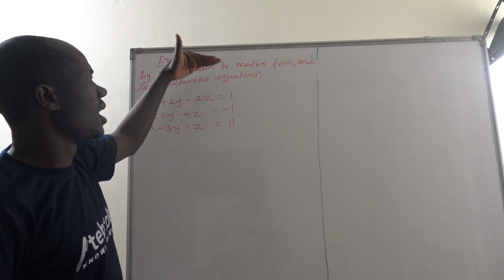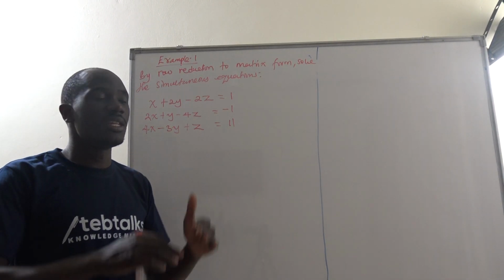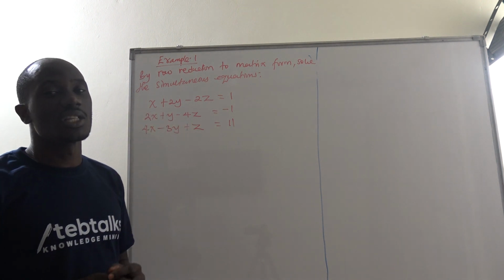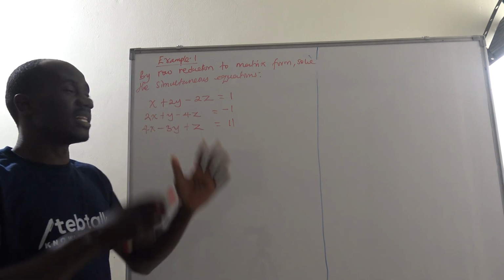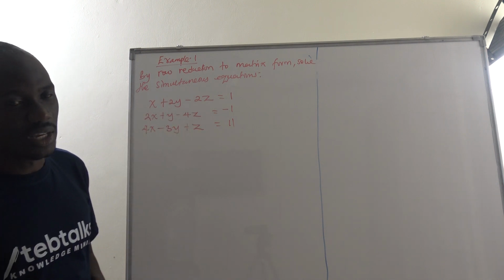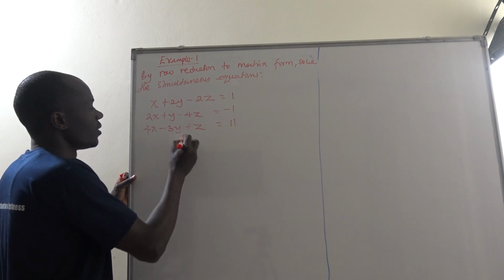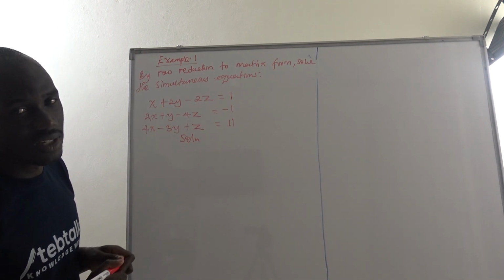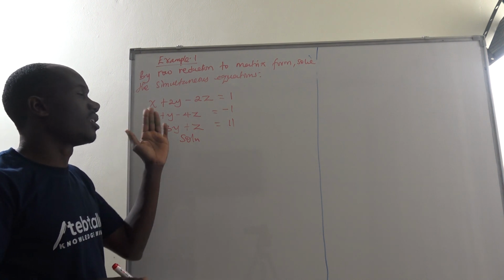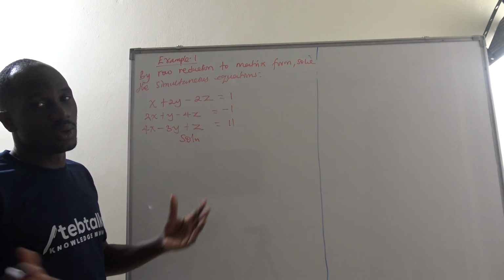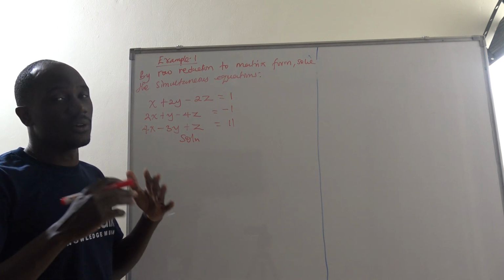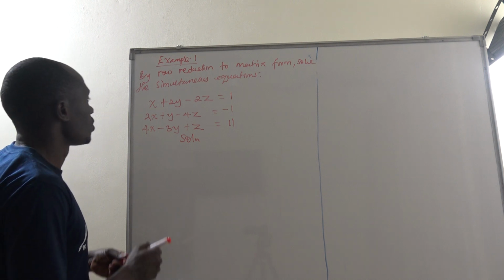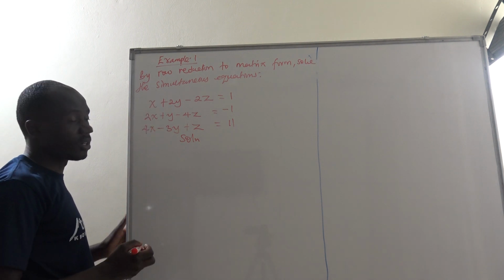So as you have seen, they have restricted us. They said by row reduction to matrix form, solve the simultaneous equations. So it means we must use row reduction to matrix form. The first step is rearranging our equations, starting from x, y, z, then the last one is the constants. After observing that, the next step is to extract the matrix, which we are going to do by extracting the coefficients.